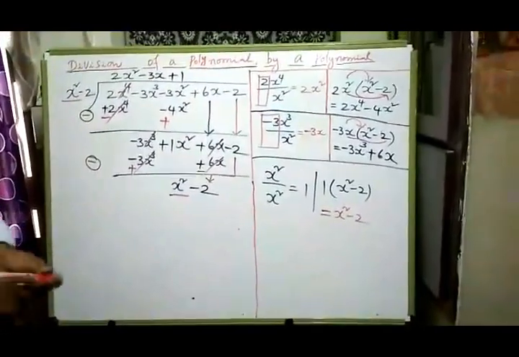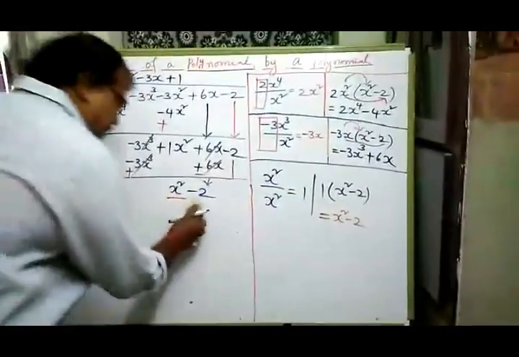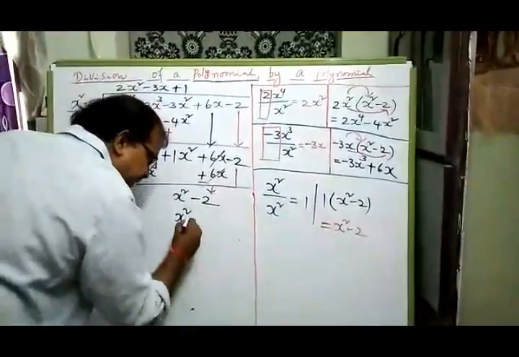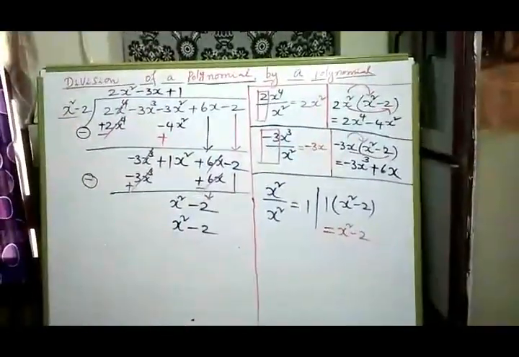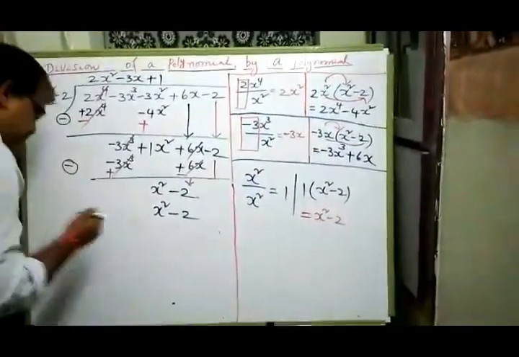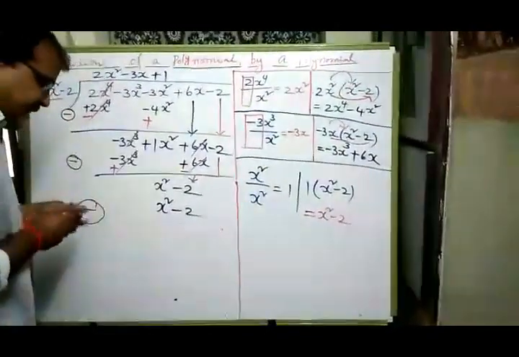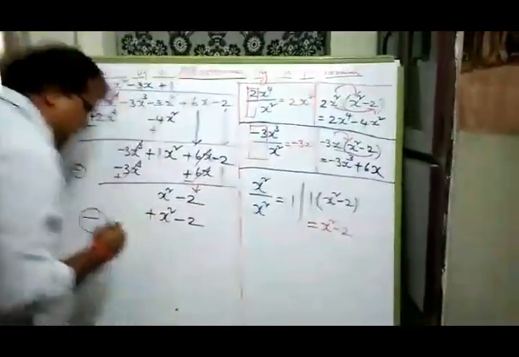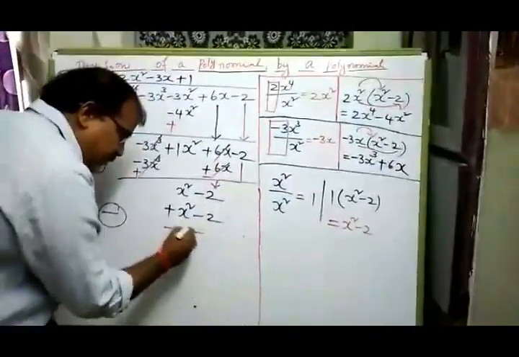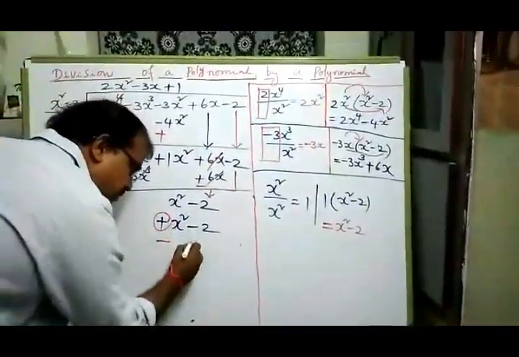Now put this result below the new dividend. The new dividend is x square minus 2, and the result is also x square minus 2. Now subtraction. Because of this subtraction, the signs change: plus becomes minus, and minus becomes plus.